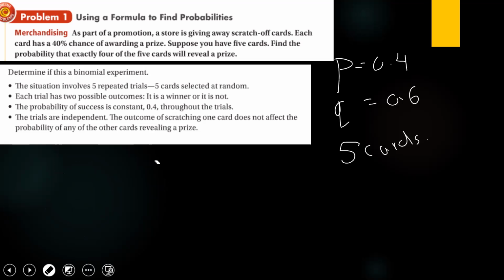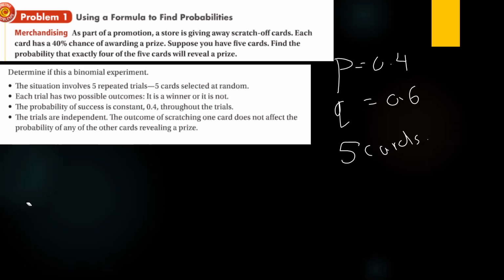Now, before we solve it, we have to determine if it is binomial or not. They told me that we have 5 repeated trials, or 5 cards. So, okay, we have a fixed number of trials. We have 2 possible outcomes: you win or you lose. The third condition is a constant probability of success, which is 0.4 throughout the trials, and they are independent. Why? As I told you, the outcome of scratching the first card doesn't depend on scratching the second one. Okay, now let's find the probability.